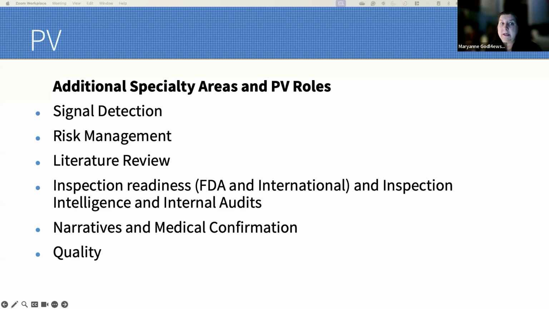We have a group that does narrative writing. When a case gets reported to the FDA, there's a specific format that has to be followed about how the narrative is written about the adverse event, and it describes it, like I said, in a specific format. And then we have a group that just looks at quality, particularly if there's recalls of things like lot numbers. We have a special group that just does quality. Next slide, please.